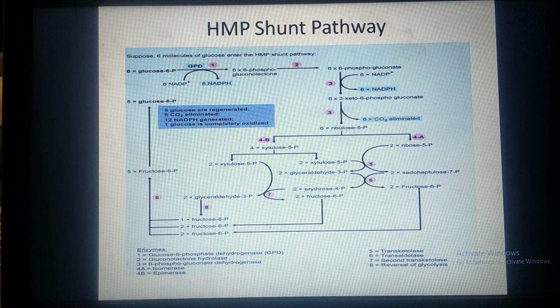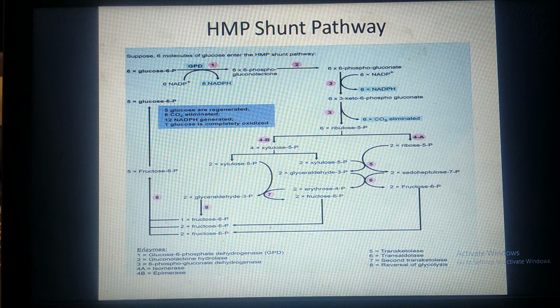In the book the pathway is given like this. It is not a single pathway, they have taken 6 molecules of glucose 6-phosphate at a time, which get converted to 6 molecules of phosphogluconolactone. 6 phosphogluconolactone get converted to 6 phosphogluconate. After oxidative decarboxylation, those 6 molecules of phosphogluconate get converted into 6 molecules of ribulose 5-phosphate.